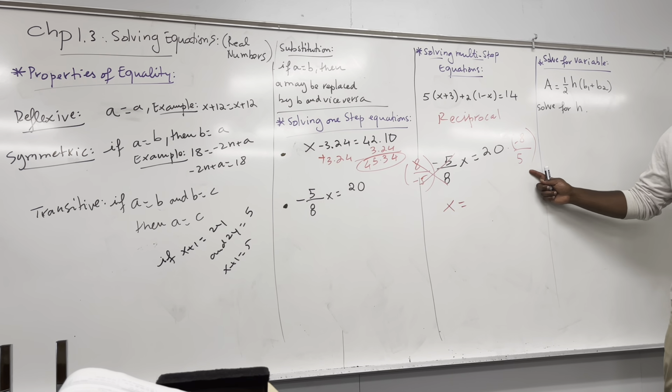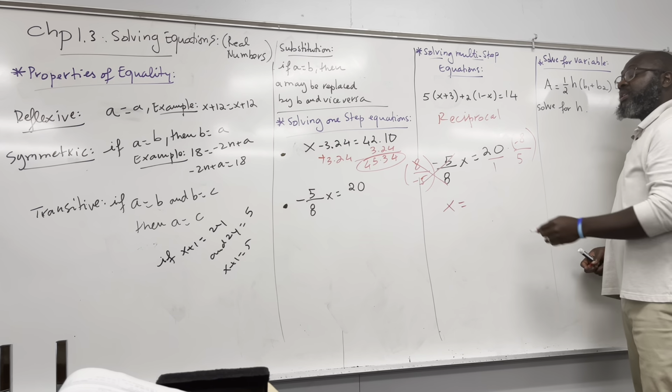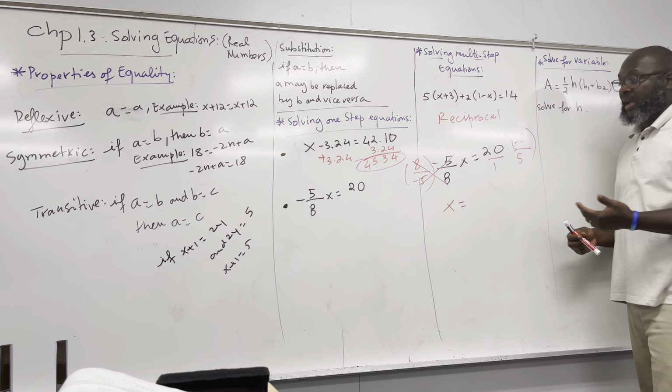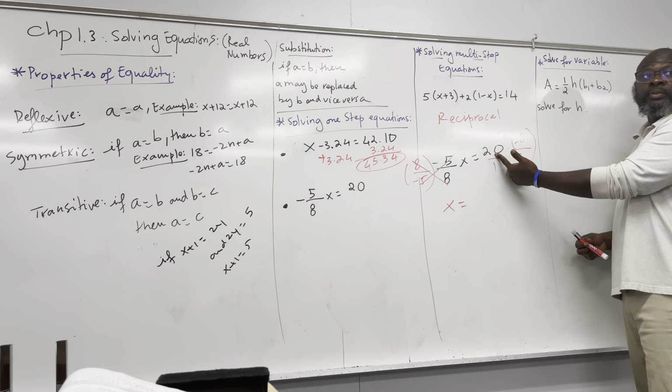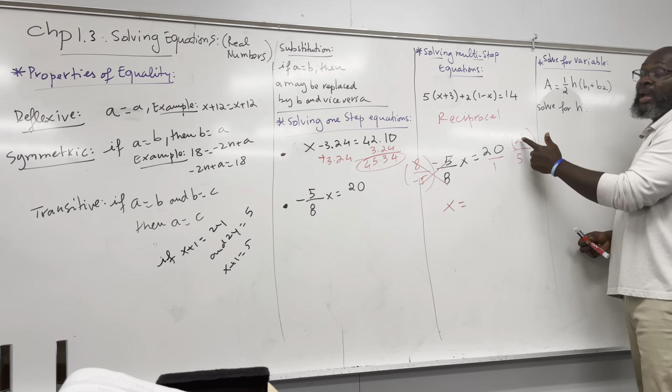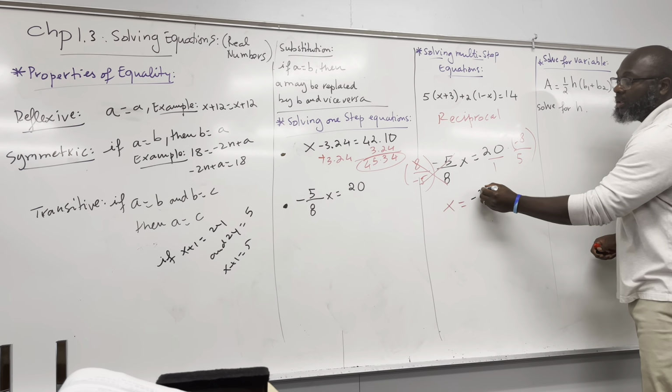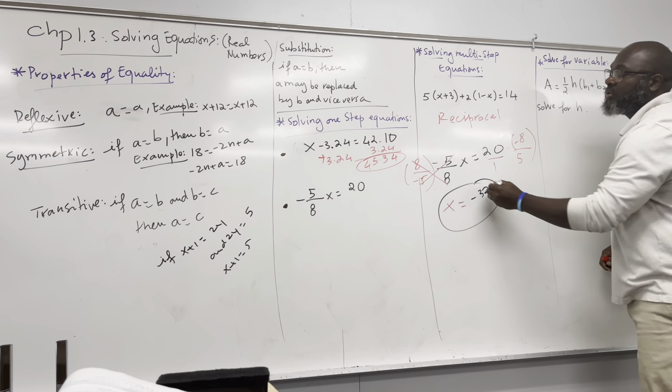We can simplify that, right? Again, we never leave fractions. We always have to simplify fractions, right? I know that 5 goes into 20 how many times? 4. And then it's 4 times -8. What does that give me? -32, right? So this should be -32.